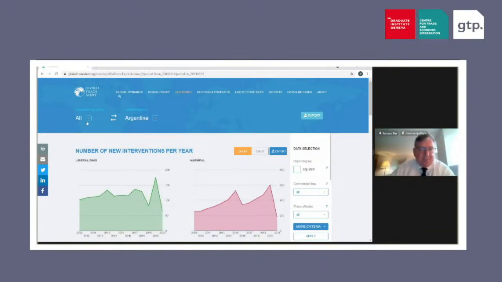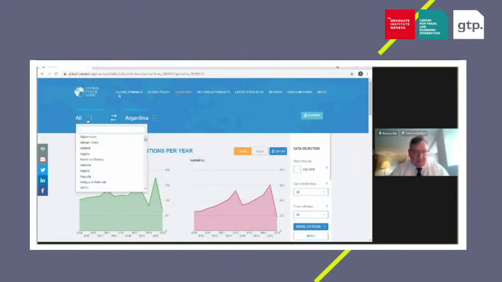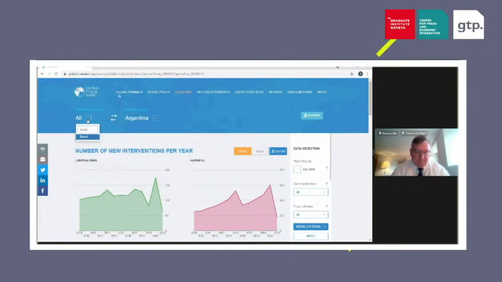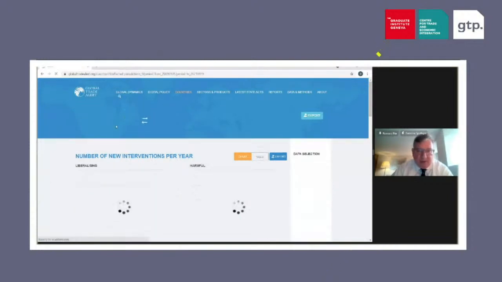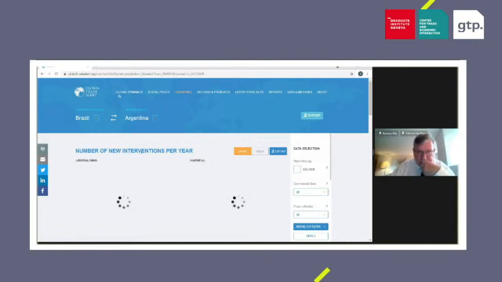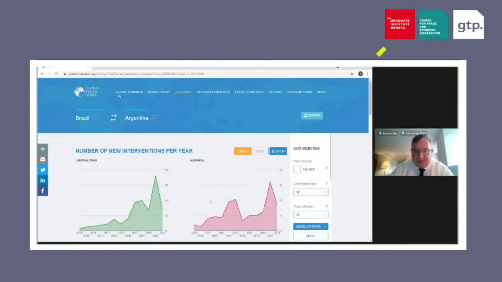The other use of this page is to look at bilateral comparisons if you want to do it. Suppose one is interested in Brazil's policy interventions that affect Argentina. Instead of having all countries be the implementing country, we just type in Brazil, and then we recompute the statistics for Brazil. You can see here, this will produce the statistics on the number of liberalizing and harmful interventions that Brazil has implemented that affect Argentina. This then will help with bilateral comparisons.